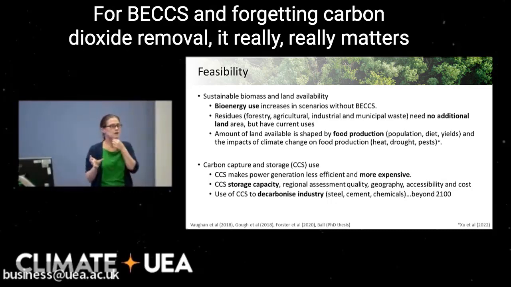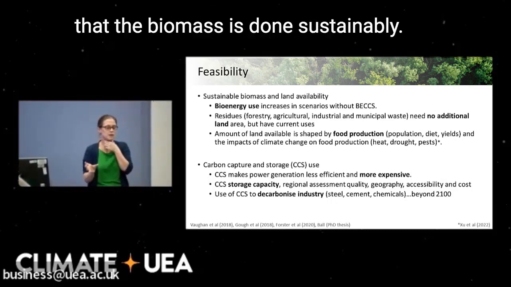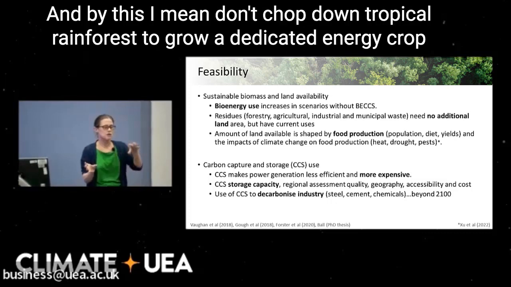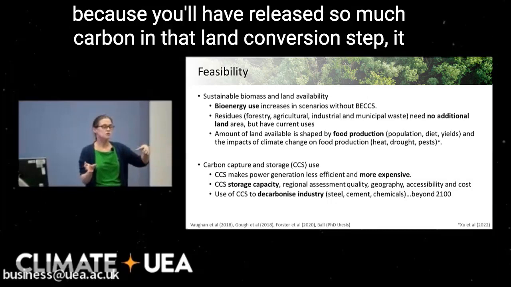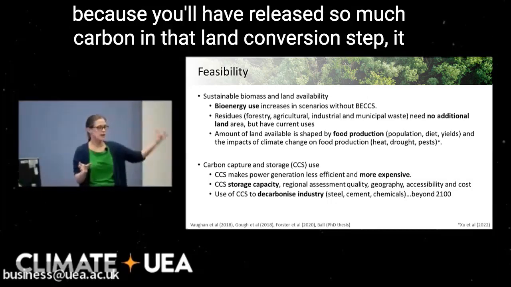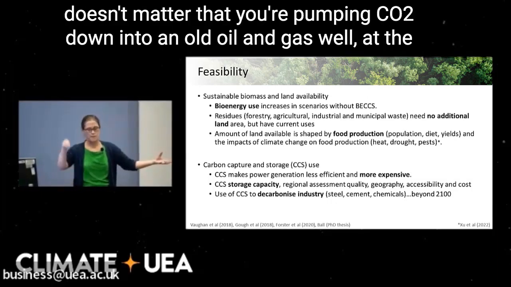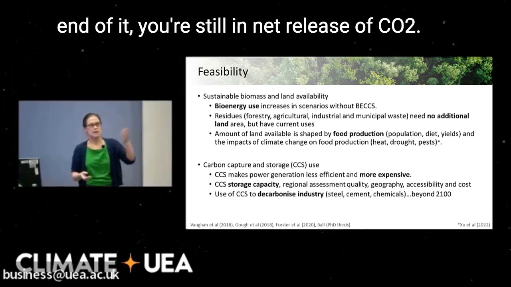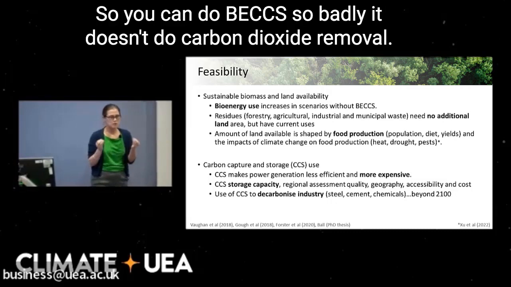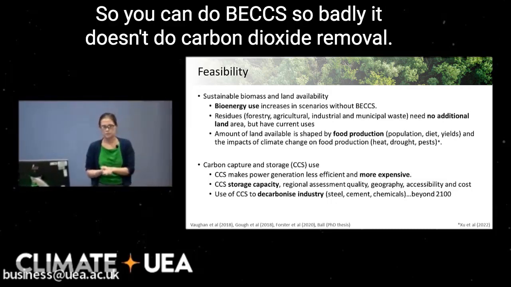For BECCS and for getting carbon dioxide removal, it really, really matters that the biomass is done sustainably. And by this, I mean, don't chop down tropical rainforest to grow a dedicated energy crop, because you will have released so much carbon in that land conversion step. It doesn't matter that you're pumping CO2 down into an old oil and gas well at the end of it. You're still a net release of CO2. So you can do BECCS so badly, it doesn't do carbon dioxide removal.